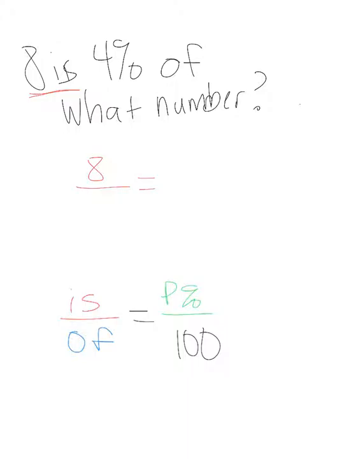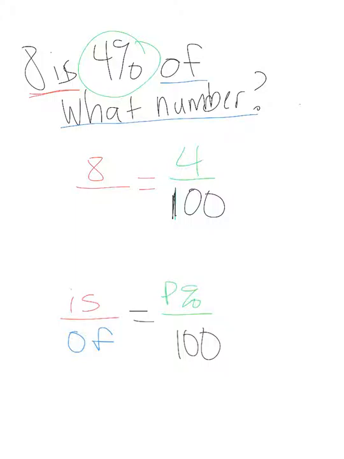4%. So I have 4%. So I know that that's my 4 over 100, because it's always over 100. And it says, 8 is 4% of what number? I don't know my of, so that's going to be represented with an X.